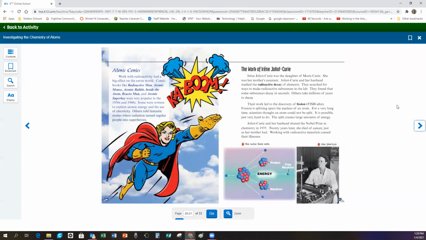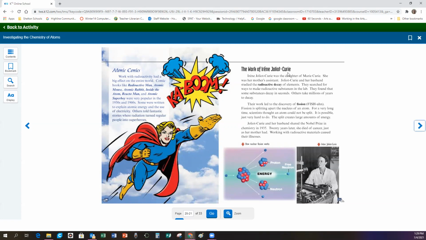Atomic comics. Work with radioactivity had a big effect on the entire world. Comic books like Radioactive Man, Atomic Mouse, Atomic Rabbit, Inside the Atom, Reacto Man, and Atomic Superboy were very popular in the 1950s and 1960s. Some were written to explain atomic energy and the use of electricity. Others told fantastic stories where radiation turned regular people into superheroes.